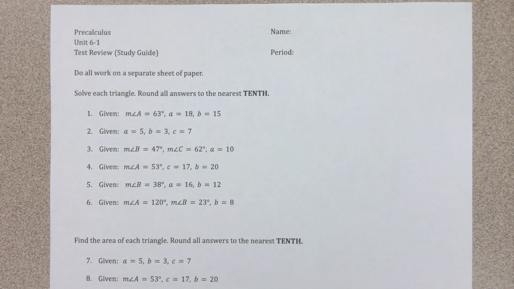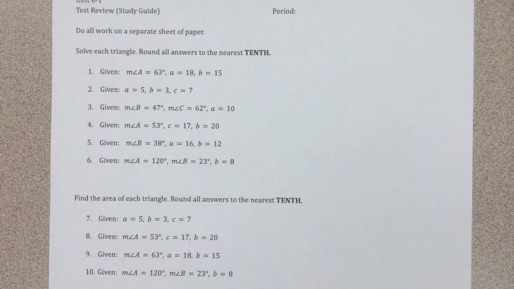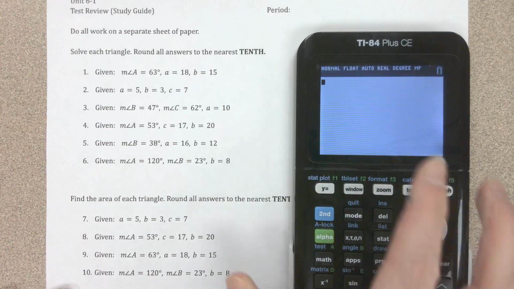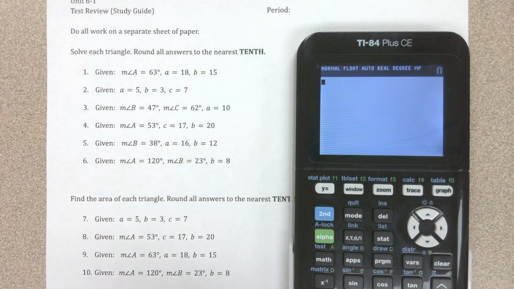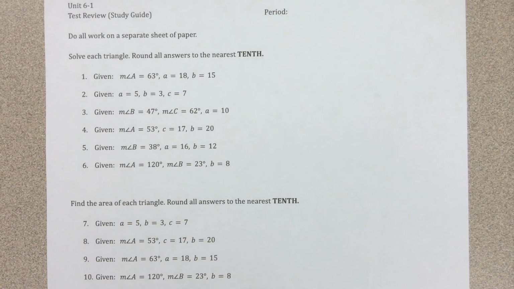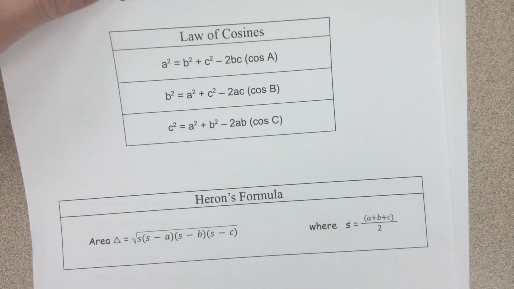In today's video, I will be going over the Unit 6.1 test review. We have 10 problems to do here. And for this video, you'll of course need your calculator, and make sure your calculator is set to degrees. And then I'm going to be using the reference sheet that you'll be getting on the test, just so you know exactly what you will have to use.